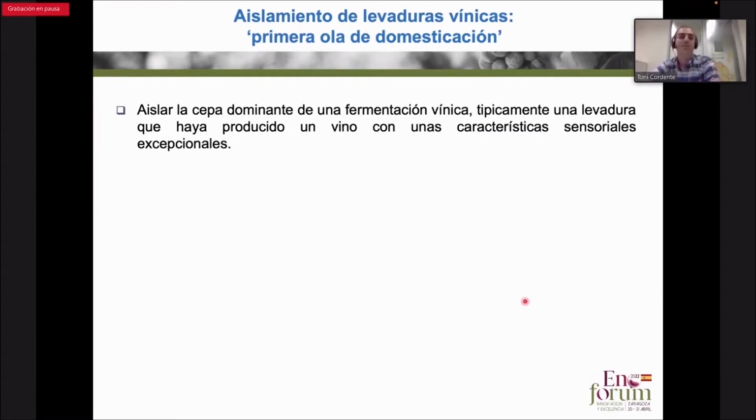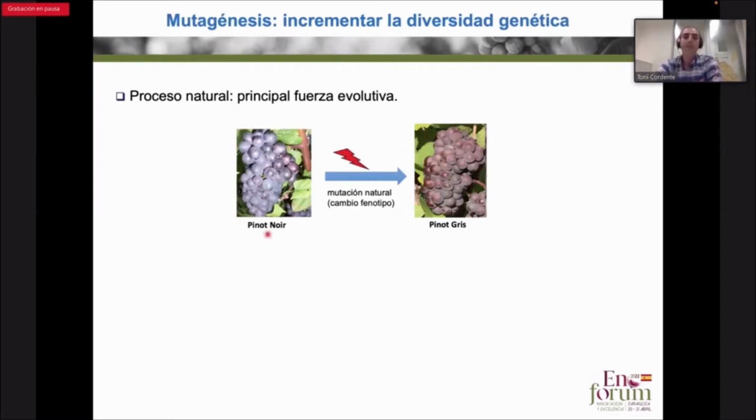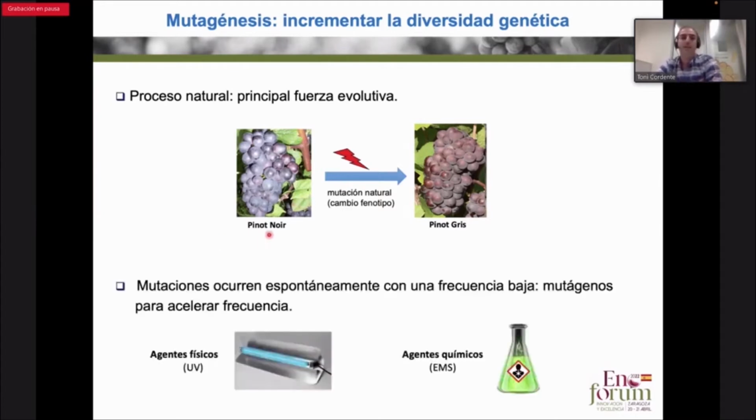The most common and traditional method is to isolate dominant strains. The difference in color is thought to be attributable to a natural mutation that happened many centuries ago in the Pinot Noir variety. As in this example, this mutation happened naturally or spontaneously in nature, but at a very low frequency, and that is why we use mutagens in the laboratory to accelerate this frequency.